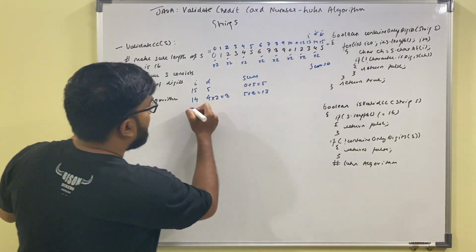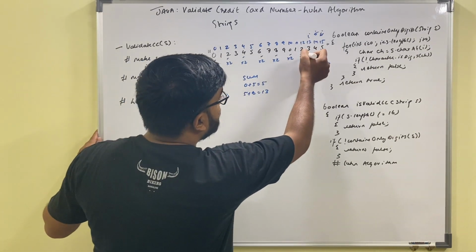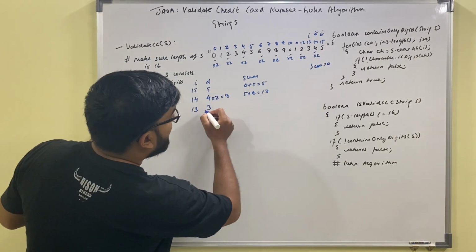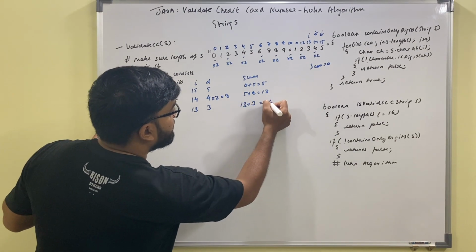I come to 13. I get 3 as my digit. I don't need to double this one, so I add 3 as it is. So 13 plus 3, old sum plus 3, I get 16.